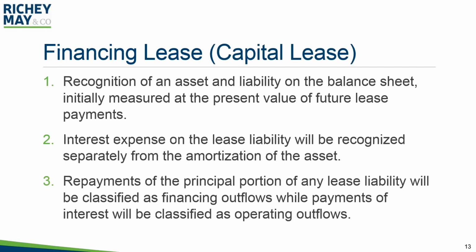Now, under a financing lease, same thing, you're going to have a recognition of an asset and liability on the balance sheet measured at present value of future payments. The difference is you're going to have interest expense related to the lease liability, and then you're going to have amortization of your asset. So part of that is going to go through financing outflows on your cash flow, and part of it is going to go through operating.